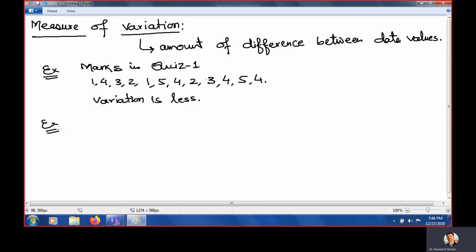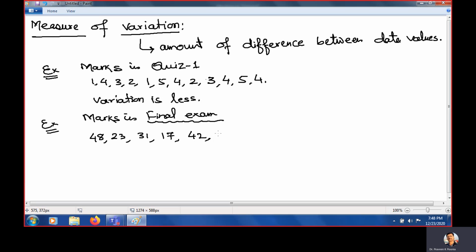But if I see marks in the final exam, out of 50 marks, students are getting, say, 48, 23, 31. Some students got 17. Then 42, then 29. Then one student has got 10 marks, then 35. Like this. Here it is a big variation.